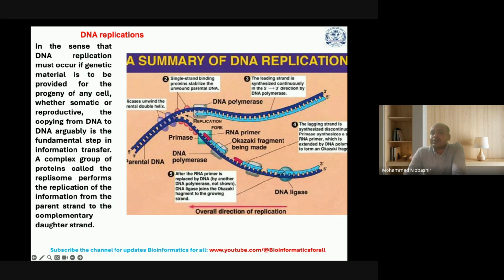Afterward, the third step is the leading strand is synthesized continuously in the 5 prime to 3 prime direction by DNA polymerase. Then the fourth step is the lagging strand is synthesized discontinuously, with an RNA primer, which is extended by DNA polymerase to form the Okazaki fragments. And finally, the fifth step is after the RNA primer is replaced by DNA, DNA ligase joins the Okazaki fragments to the growing strand.